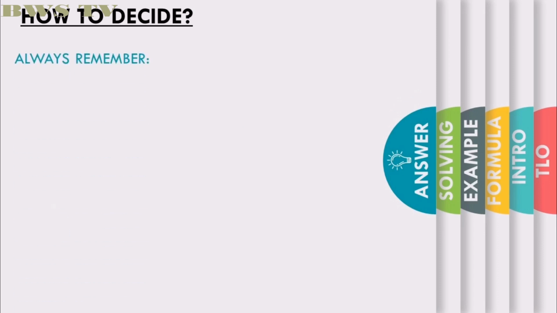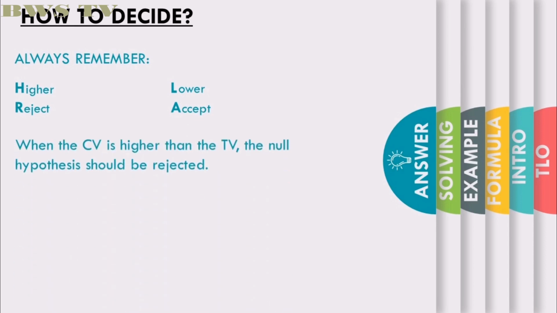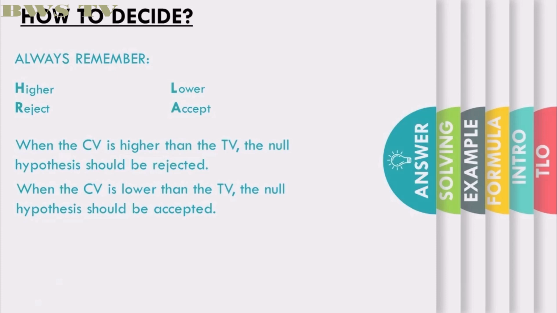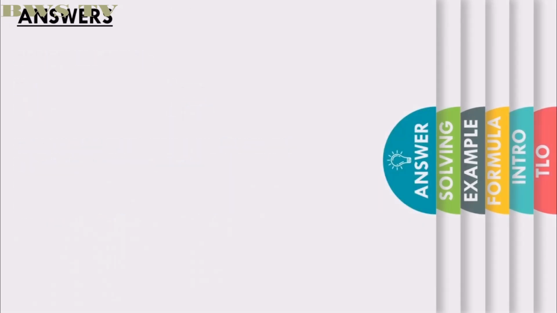Always remember, HRLA: higher reject, lower accept. When the CV is higher than the TV, the null hypothesis should be rejected. When the CV is lower than the TV, the null hypothesis should be accepted. So we can now answer the question.